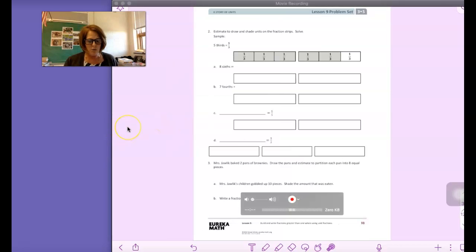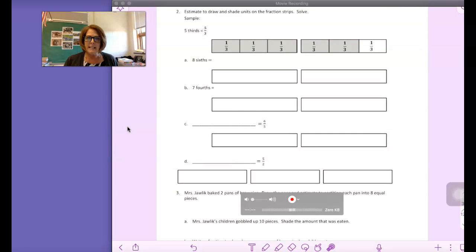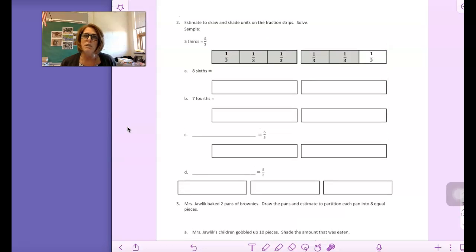Let's go over here to number 2. It says estimate to draw and shade units on the fraction strips and solve. So we're going to do B and C together. Looking at the example, they said they wanted 5/3, which means we needed to divide each one into thirds because that's our denominator, and then shade 5 of those.